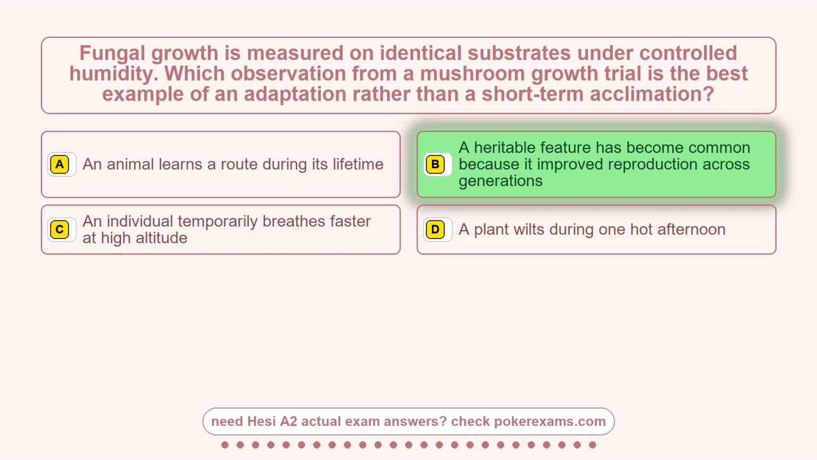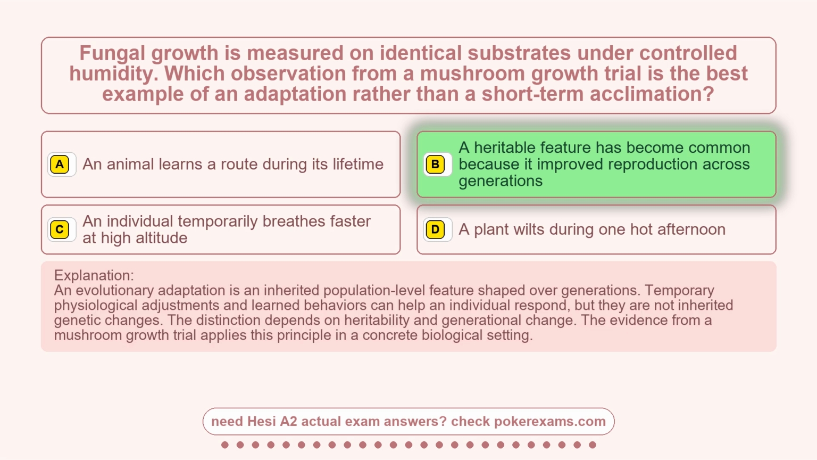A heritable feature has become common because it improved reproduction across generations. An evolutionary adaptation is an inherited population-level feature shaped over generations. Temporary physiological adjustments and learned behaviors can help an individual respond, but they are not inherited genetic changes. The distinction depends on heritability and generational change. The evidence from a mushroom growth trial applies this principle in a concrete biological setting.